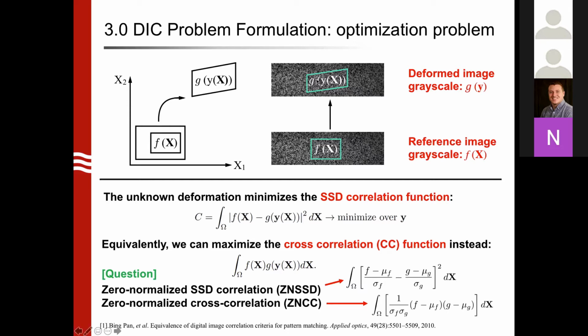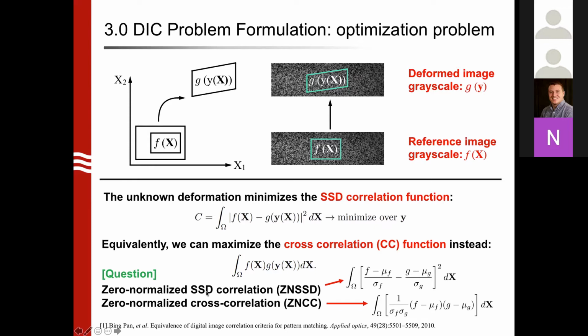Because for those speckle patterns, the f squared and the g squared are almost constant, minimizing minus 2 times f times g is equivalent to maximizing f times g, right? So that's why these two correlation functions are equivalent. Besides these two correlation functions, there are also many other correlation functions used. The two popular ones are the zero normalized SSD and the zero normalized cross correlation.